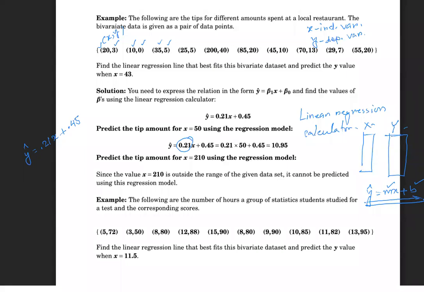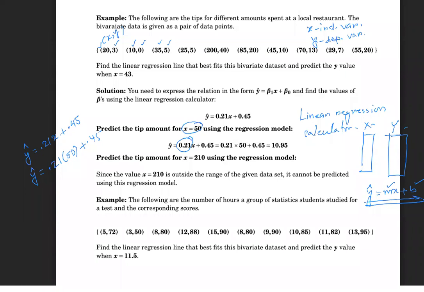So that leads to the following question. What if somebody comes to the restaurant and spends $50? What kind of tip can we expect according to this regression model? What should be the predicted tip amount? It is going to be 0.21 times 50 plus 0.45, which is 10.95.